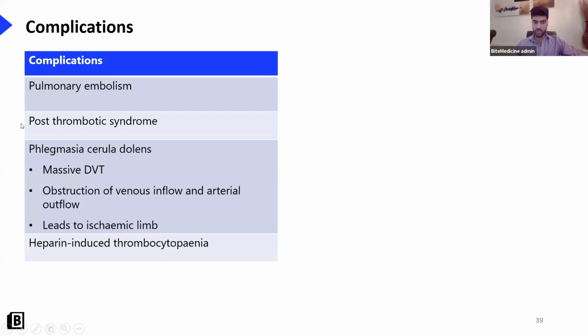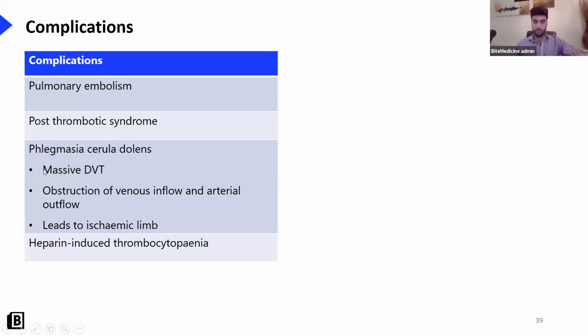Post-thrombotic syndrome describes a chronic change to the venous system where you've had the clot, and that can result in severe pain even after you've treated the DVT. Okay, that's known as post-thrombotic syndrome.